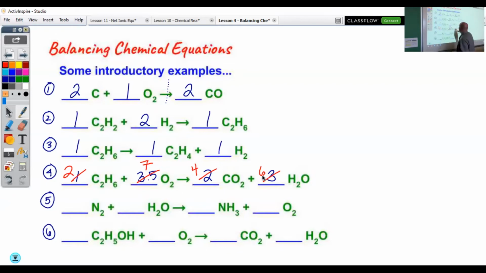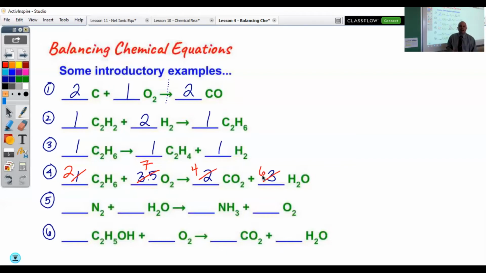Once I have doubled everything, go back and check to make sure that it still balances out. So now I have 2 times 2, 4 carbons. I have 4 carbons on the right side. I have 2 times 6, or 12 hydrogen. I have 6 times 2, 12 hydrogen. Finally, oxygen. I have 7 times 2, or 14 oxygen. Here I have 4 times 2, or 8, plus 6, for a total of 14.